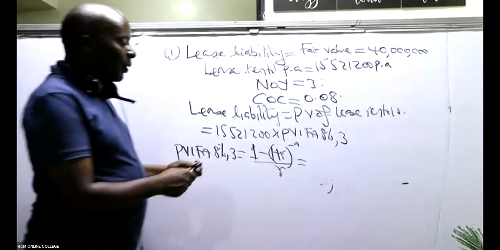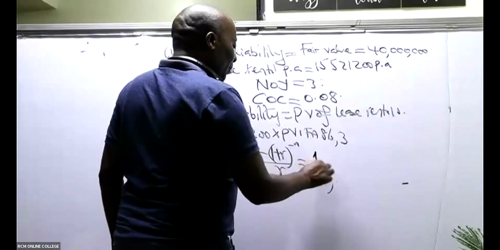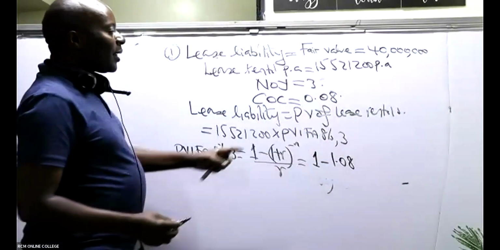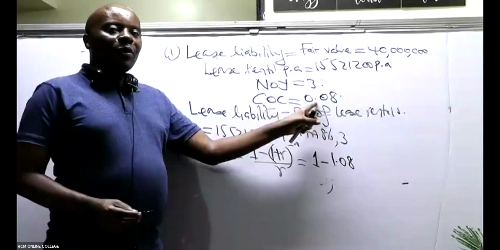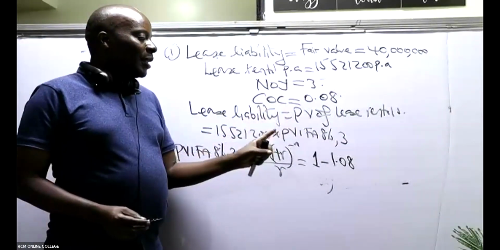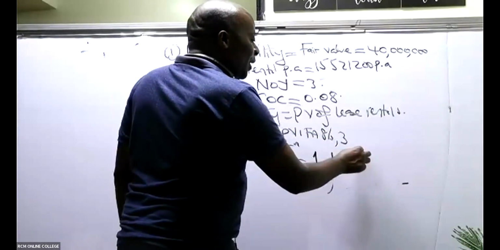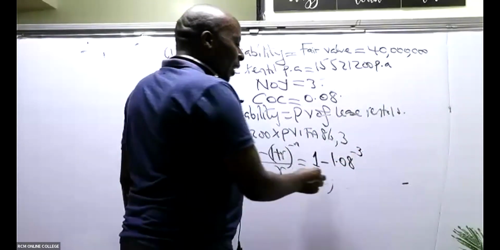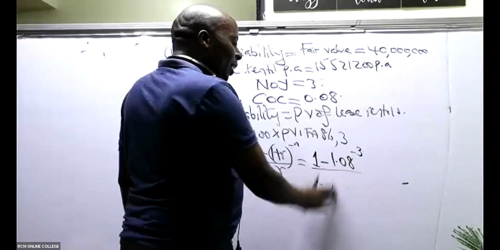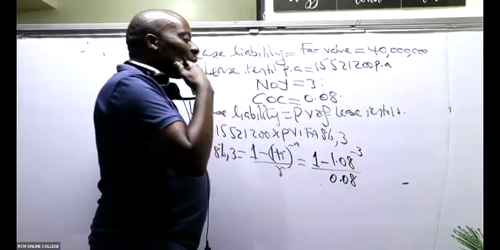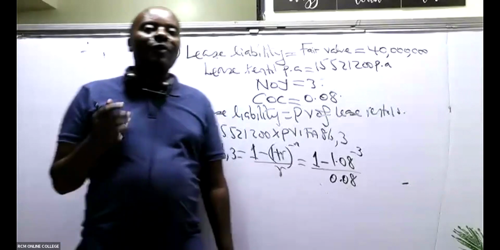So then this one here will be 1 minus 1.08, because I know R is 8%. You see, 1 plus 0.08 is the same as 1.08 raised to negative n. So in this case, our n is 3 years. And then you divide this by R. R will be 0.08.